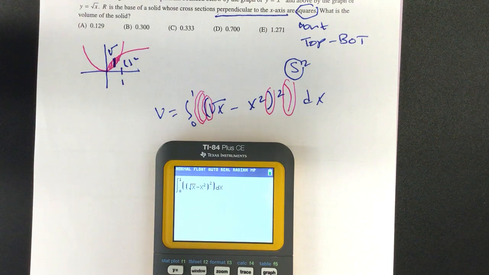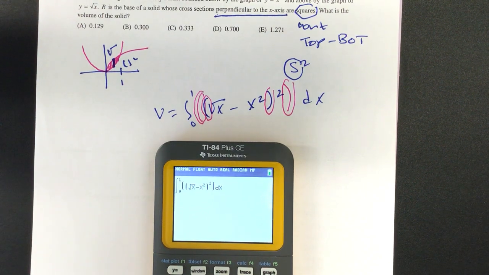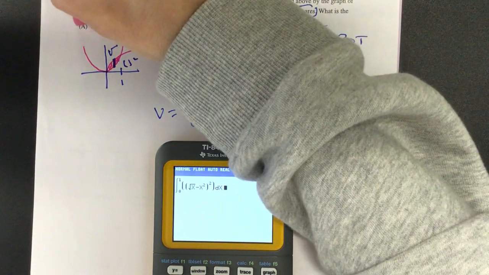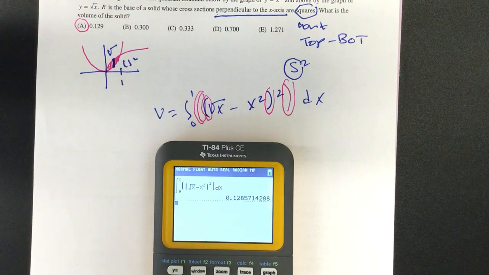All right. Abby, which one is it? 0.129. What was that? 0.129. Oh, okay. 0.129. And I'm going to press enter just to show you.